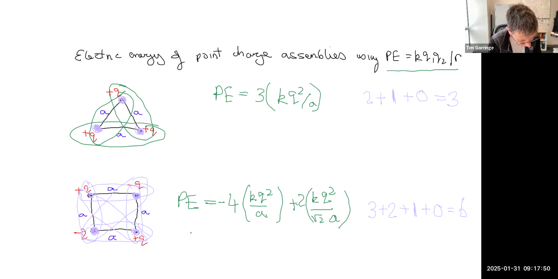If I wanted to simplify it a little bit, I could spot that there's a common factor K Q squared over A in each of these terms. And so I could rewrite this as minus 4 plus 2 over root 2, which is just root 2, multiplying this common factor, K Q squared over A. And so that's the potential energy of this arrangement.